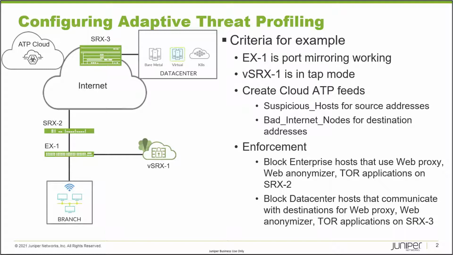And then let's look at the data center. We have SRX3, which is the perimeter firewall for the data center. And then we have the ATP cloud, which is out there on the internet as well. And so, the criteria for this example.